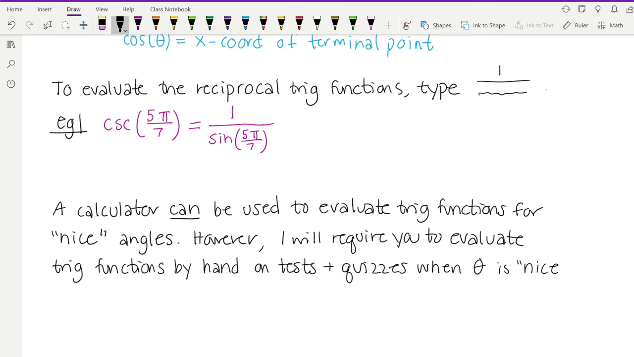So you basically have to be able to tell, like, is this angle one of the ones that I know how to evaluate using the unit circle? If so, that's how I'm supposed to do it. If it's not, then that's where you go and use a calculator. So I will be looking out for that.